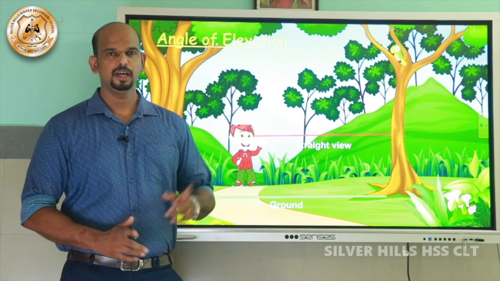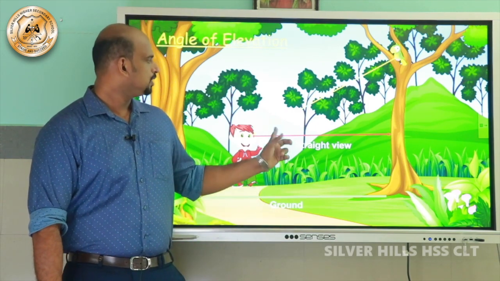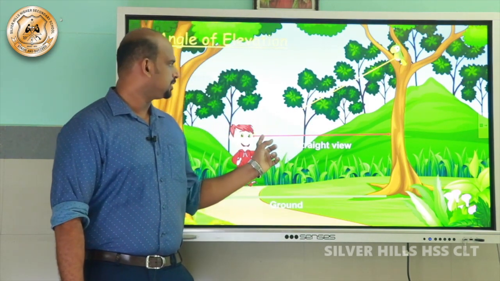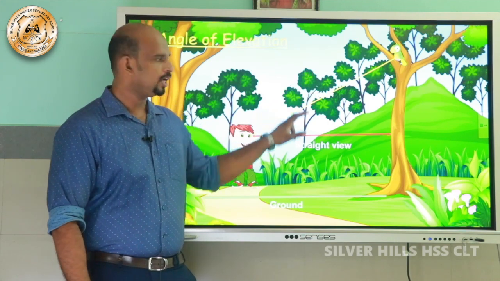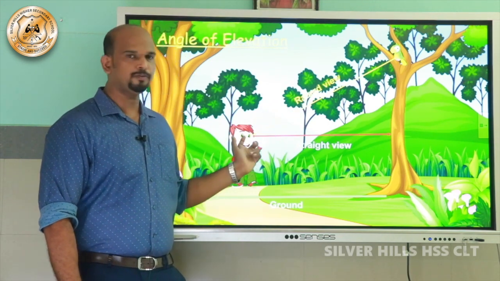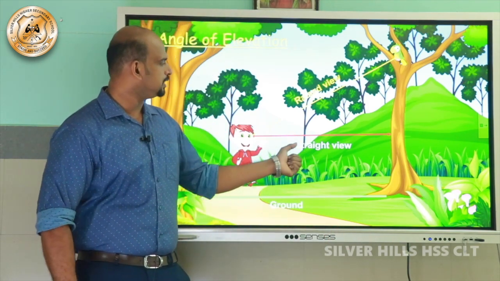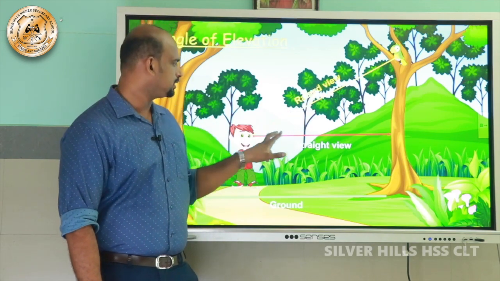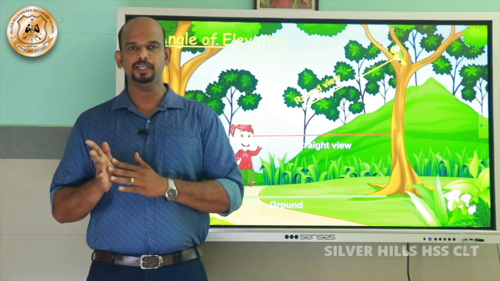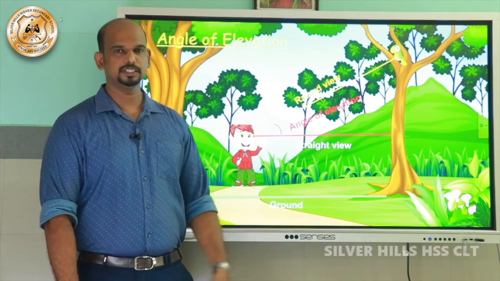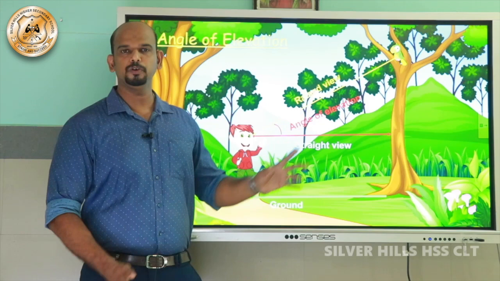Now the boy is looking at a bird on the tree. To see the bird, this boy has to raise his view, and that view is called raised view of this boy. Here you can see that an angle is formed between the straight view and raised view. That angle is called angle of elevation. Angle of elevation means the angle between straight view and raised view of a person.